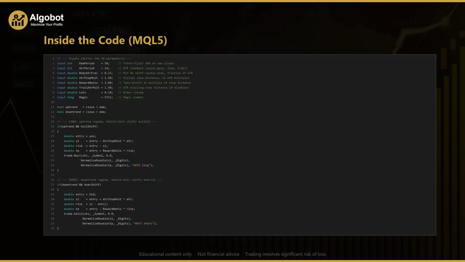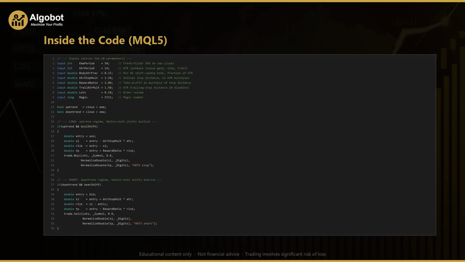When both are true, the code sets the entry at the ask price, places the stop a stop multiple of range below entry, and calculates the take profit as the reward ratio times that risk. It then calls trade.buy with the lot size, the stop, and the target attached.